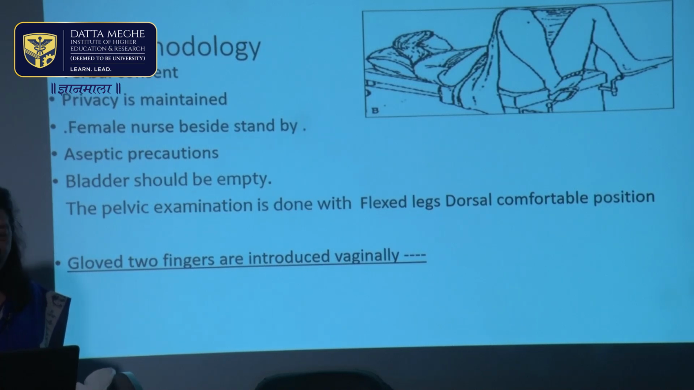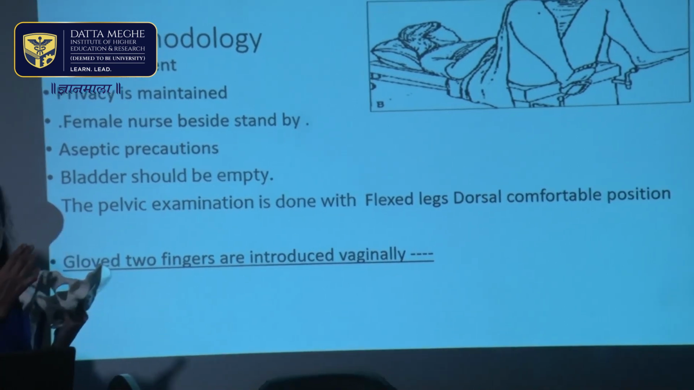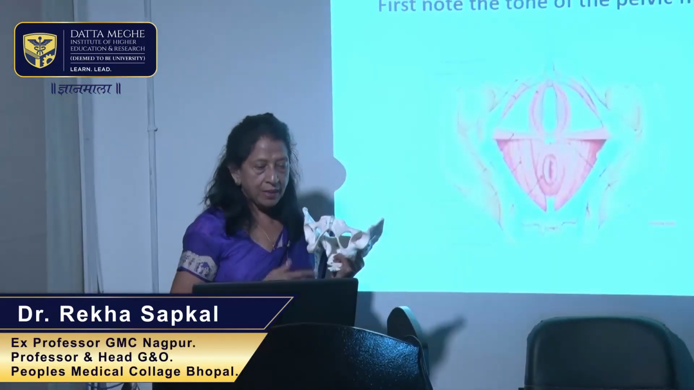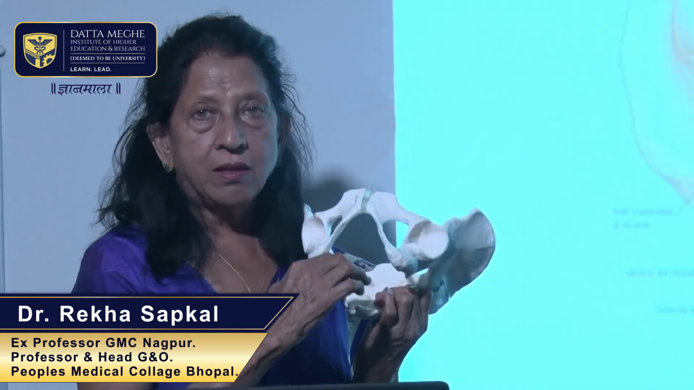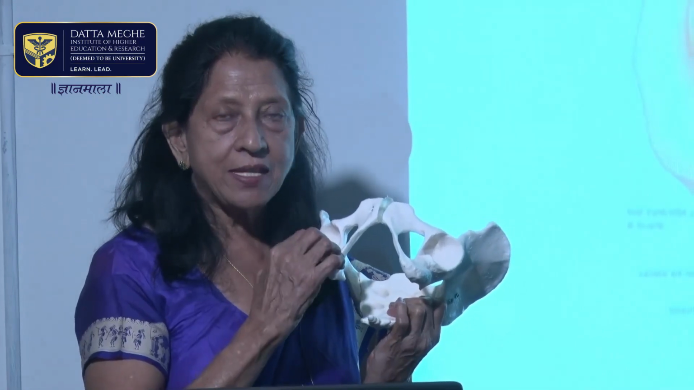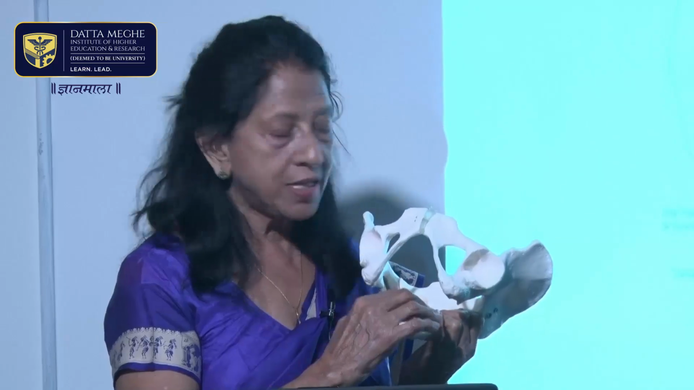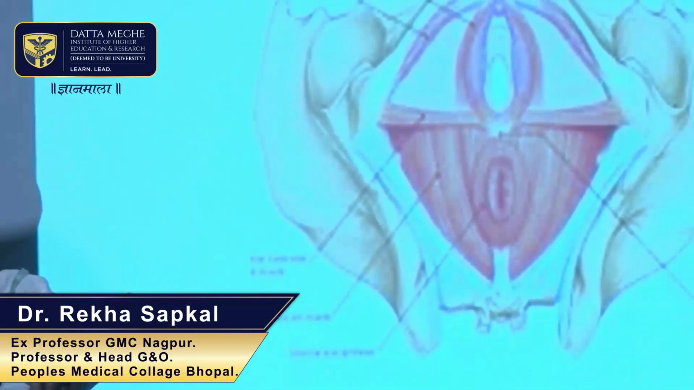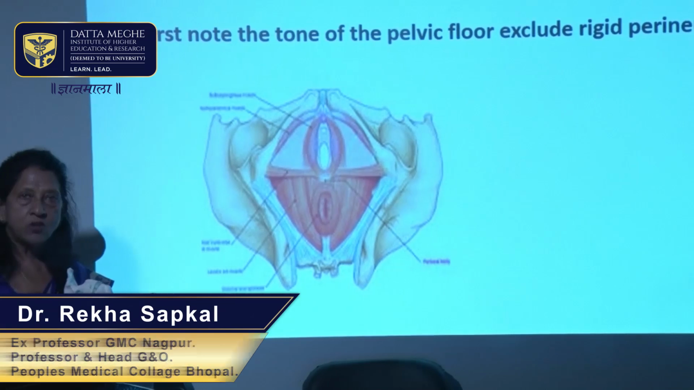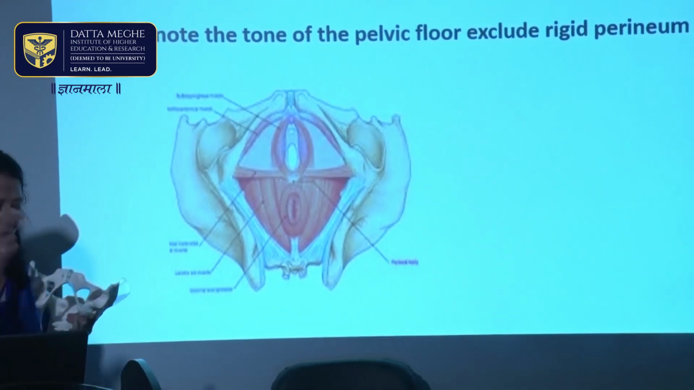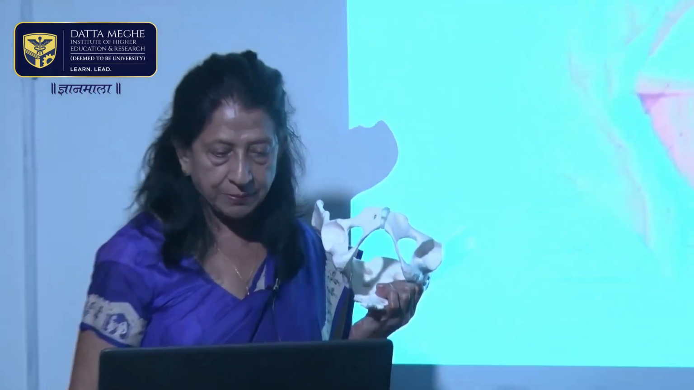Two gloved fingers are introduced vaginally, and we note certain points; that is known as assessment. What level do we assess? We assess the soft tissues first and then the pelvis proper. First note the tone of the pelvic floor to exclude a rigid perineum, because if the perineum is rigid, there will be a problem in the extension of the head during childbirth. So, first we assess the pelvic floor manually with the 2 fingers.